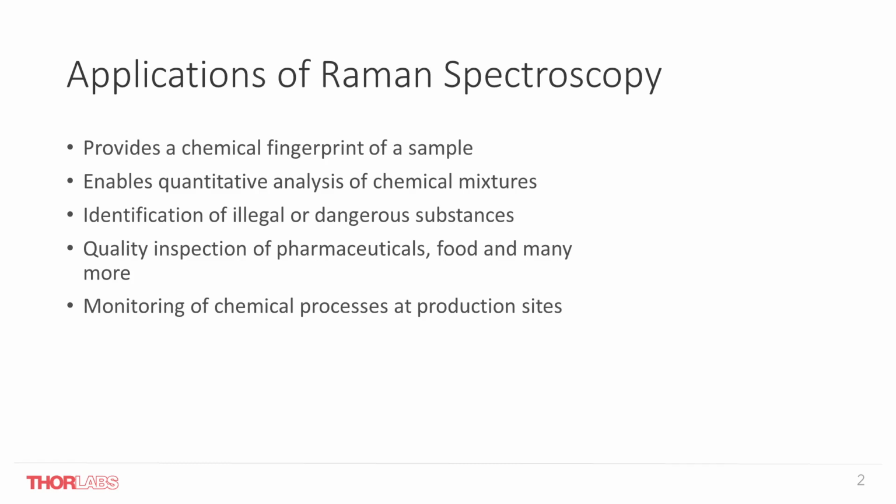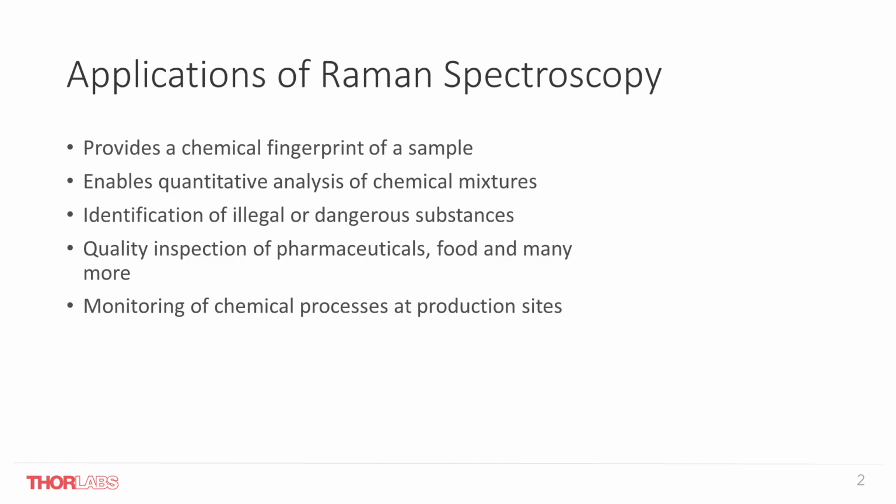Having this chemical fingerprint available is beneficial in many different fields. It provides a quick and easy way to quantify the composition of known or unknown chemical mixtures. This can, for example, be used to identify illegal or dangerous substances during police patrols or in sensitive areas such as airports.